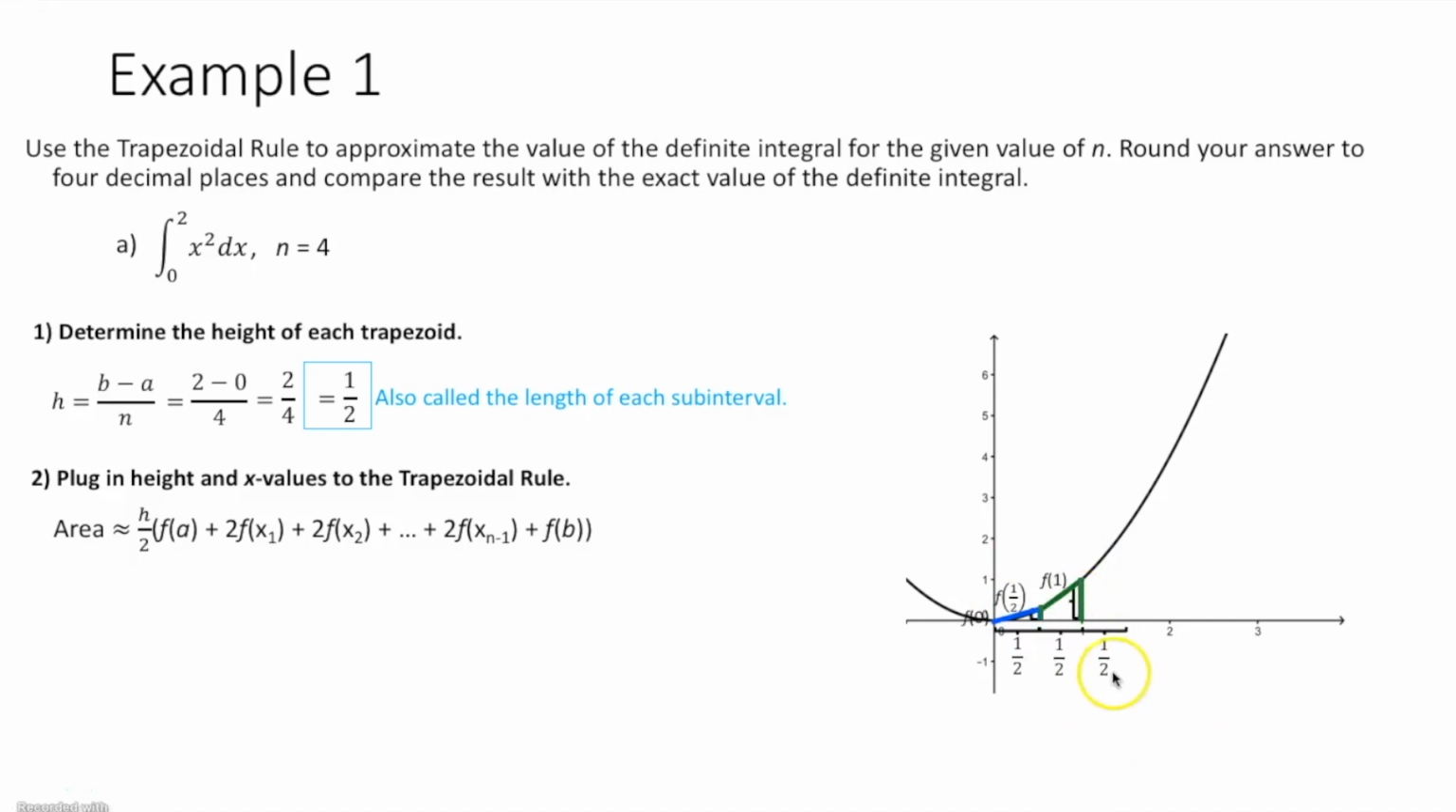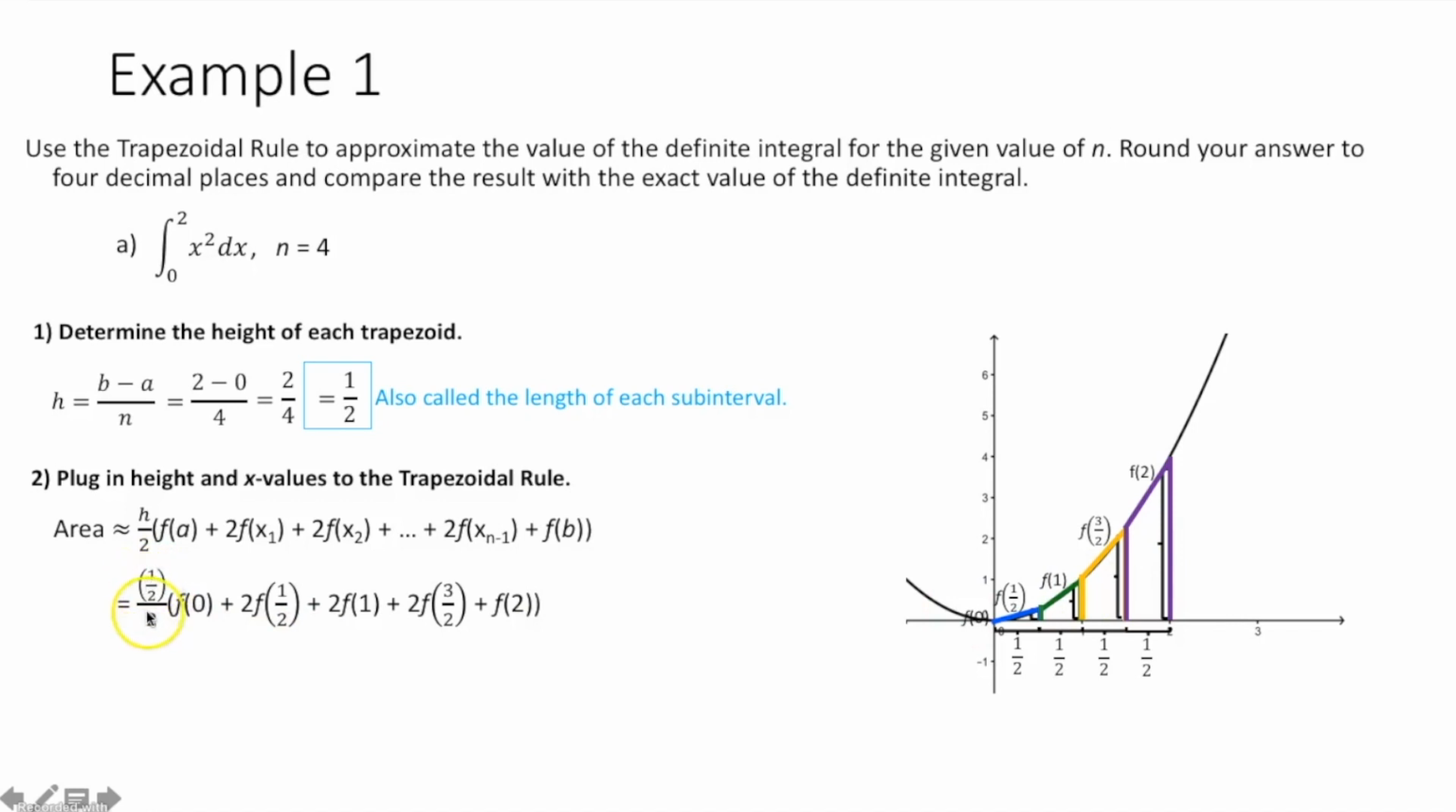Our third trapezoid has a height of 1/2 also. This base we calculate by doing f of 1. This base we calculate by doing f of 3/2. We have our third trapezoid, and last but not least, our fourth trapezoid has a height of 1/2. This base we calculate by doing f of 3/2, and this one we calculate by doing f of 2. So now we have everything we need.